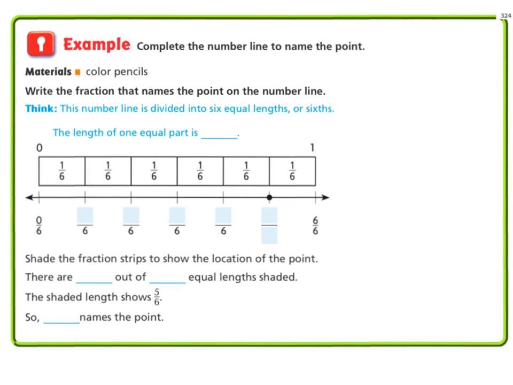Next, let's complete the number line to name this point. This number line is divided into 6 equal lengths, or sixths. The length of one equal part is 1/6. We will begin at 0/6. I will shade the fraction strips from the 0/6 all the way to the point.